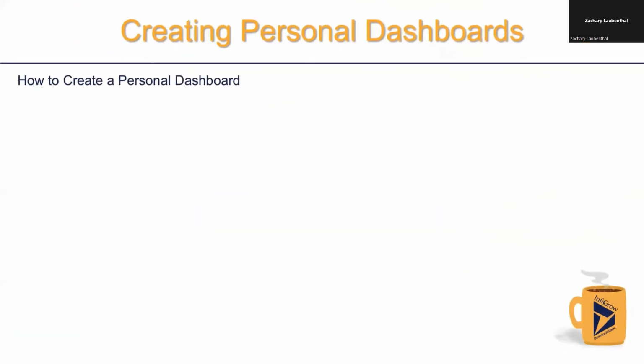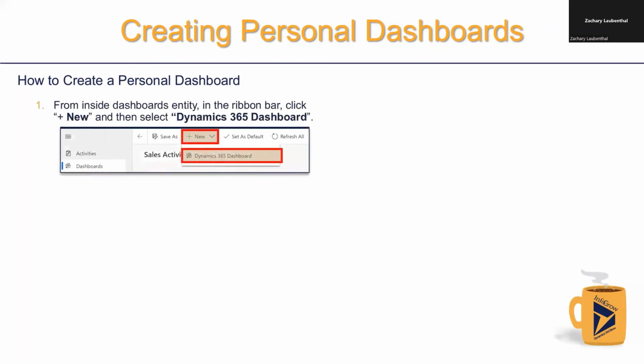Let's say the system dashboards in your organization aren't very helpful, or are very helpful, but you would like to have another dashboard more tailored towards you. To create a personal dashboard, first, from inside the dashboard entity, from the ribbon bar, select Plus New, and then select Dynamics 365 Dashboard.